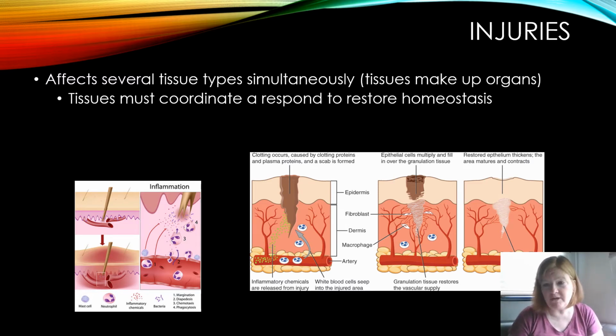Nervous tissue is going to be affected. You're going to feel pain. Okay, connective tissue, you're going to have bleeding. Okay, so there's going to be more than one tissue type involved. Tissues have to coordinate a response to restore homeostasis. So getting an injury is a disruption to homeostasis, and your body has to fix it.